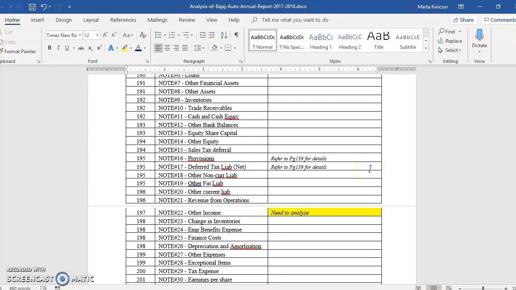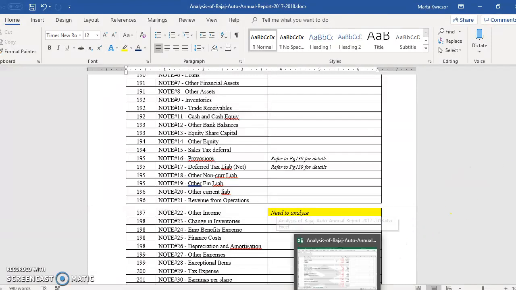Hello, everybody. Welcome back. In the last episode, we saw the analysis of Bajaj Auto. We were able to see, in the income statement, what the other expenses and things like that are. So now let's go back and see what things are left.